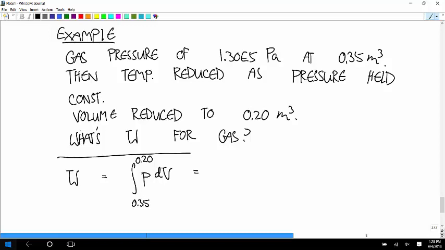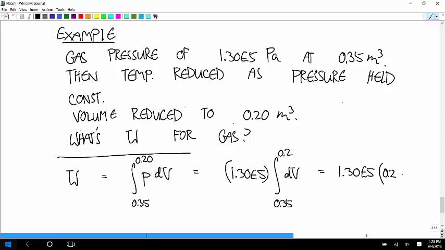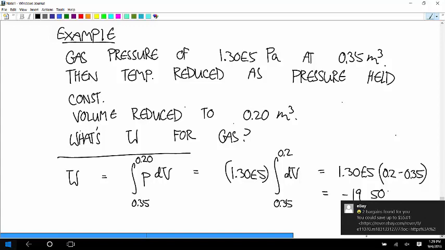Since the pressure is held constant, we can pull that outside the integral. And so we have 1.30 times 10 to the 5th, and then the integral of dV from 0.35 to 0.2. And so that gives 1.30 times 10 to the 5th times the quantity 0.2 minus 0.35. And you get a final value of negative 19,500 joules.